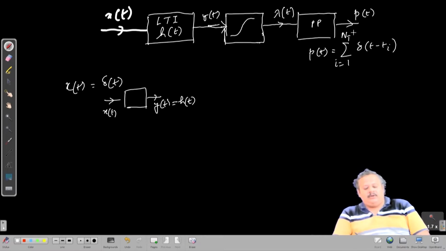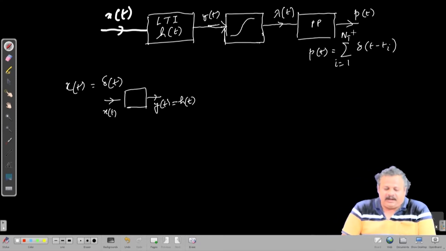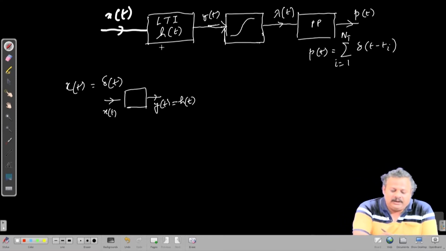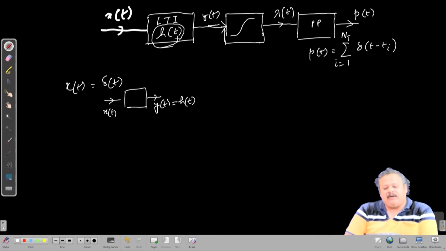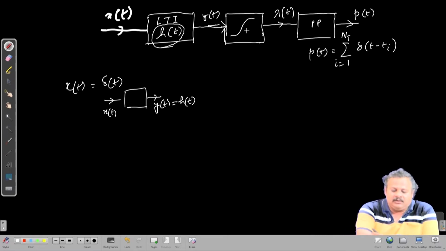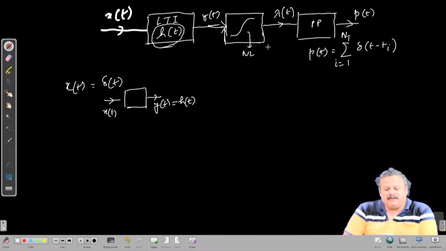And we need to understand the behavior of this system, and we said that all we need to do is find out this h(t), and then we will be done. Once we have estimated h(t), if it is good, we will easily be able to find out what this nonlinear function is, and hence be able to model the system.